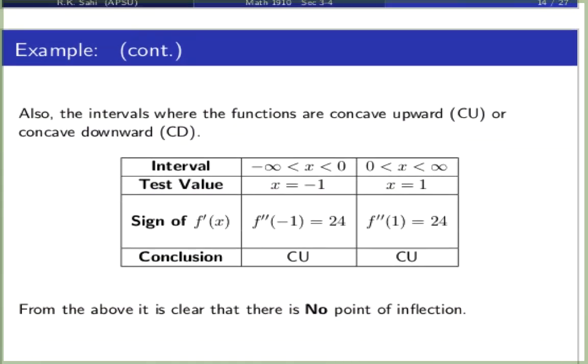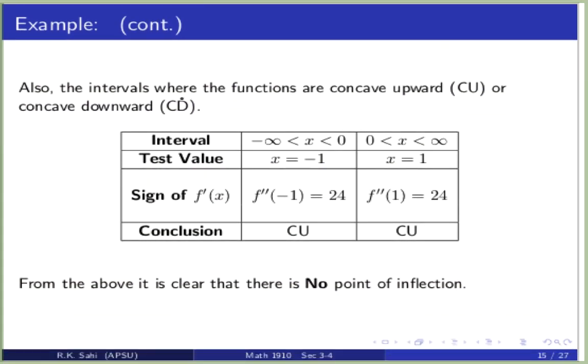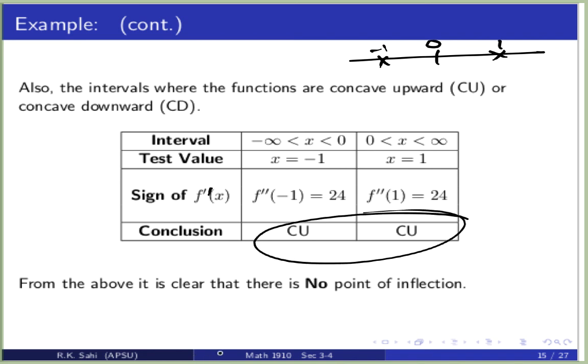So let's draw the table. The intervals where the function is concave upward or downward are minus infinity to 0 and 0 to infinity. So just one point, remember. Pick a test value of minus 1 and a test value of 1, and then you look at the second derivative of the function at those points. The second derivative at minus 1 is 24 and the second derivative at 1 is 24. Clearly in both scenarios it is upward. And we have also seen from the graph that it goes like this. There's no change in the concavity, so that means there is no point of inflection.